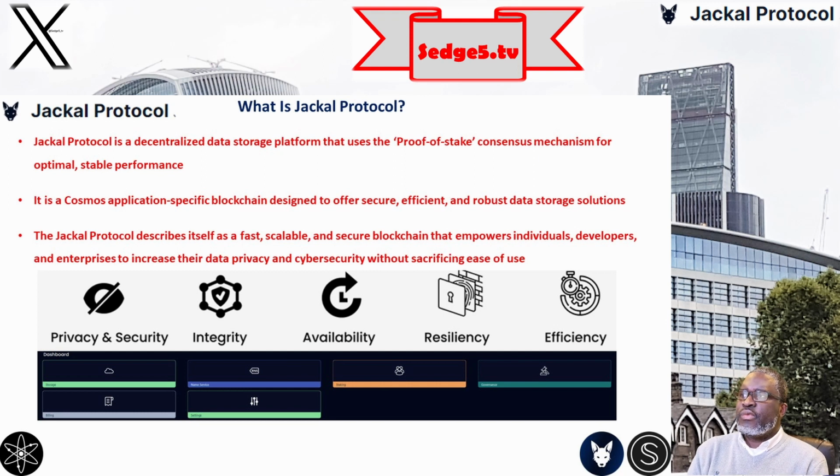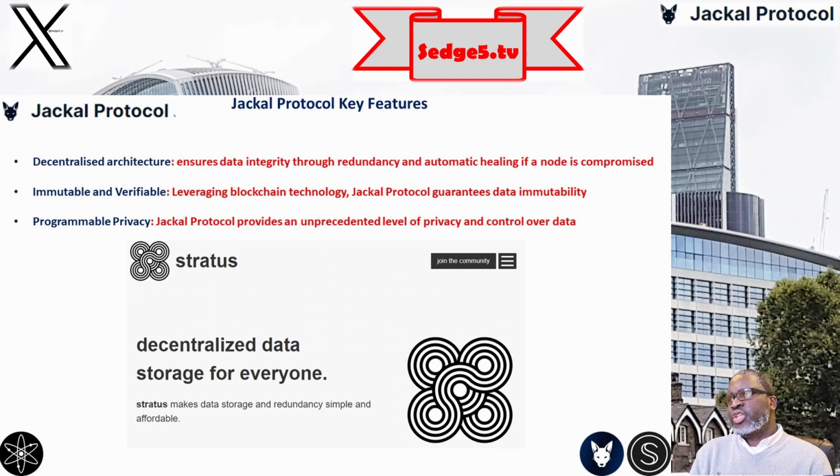Let's look at some of the key features from JKL protocol. So we've got the decentralized architecture, which ensures data integrity through redundancy and automatic healing if a node is compromised. By leveraging blockchain technology, JKL protocol guarantees data immutability and verifiability. And as far as programmable privacy is concerned, JKL protocol provides an unprecedented level of privacy and control over your data. Let's look at some of the value propositions for JKL.